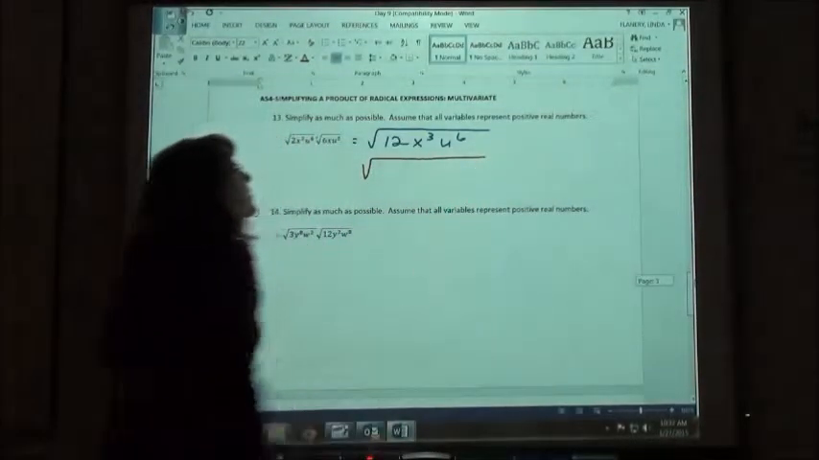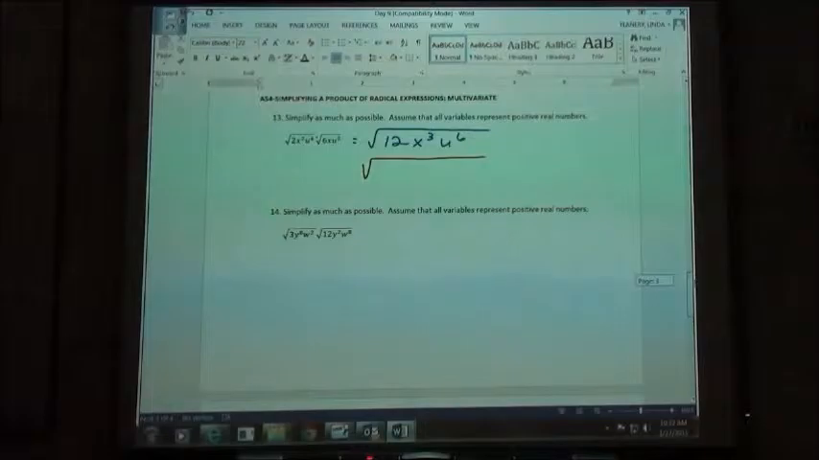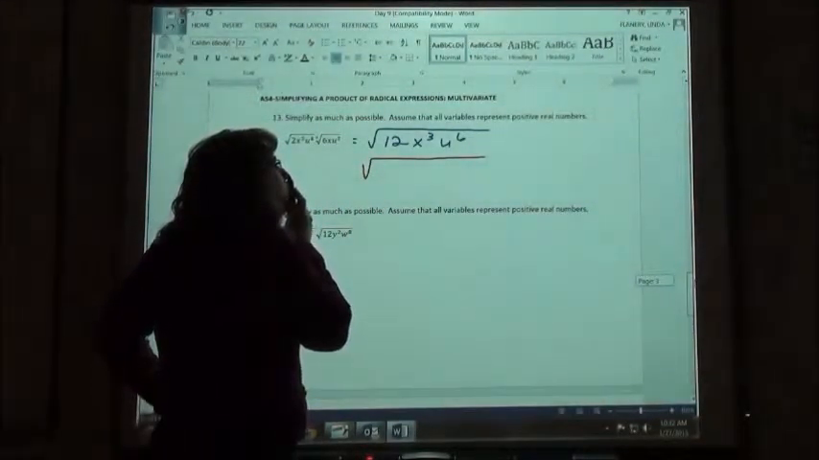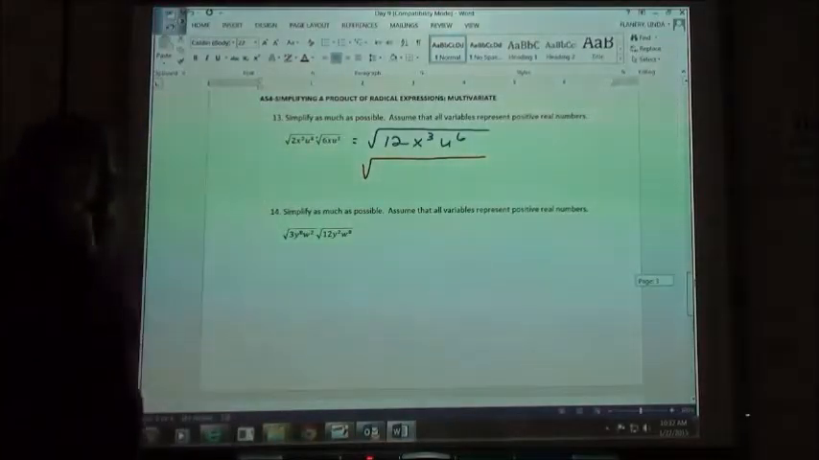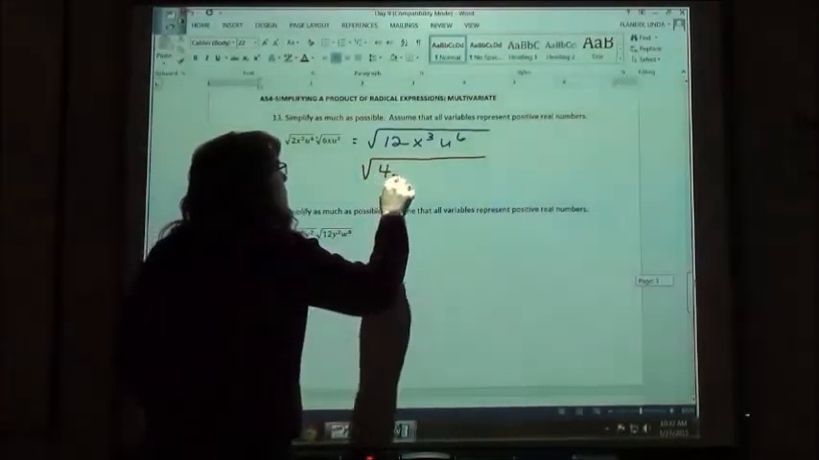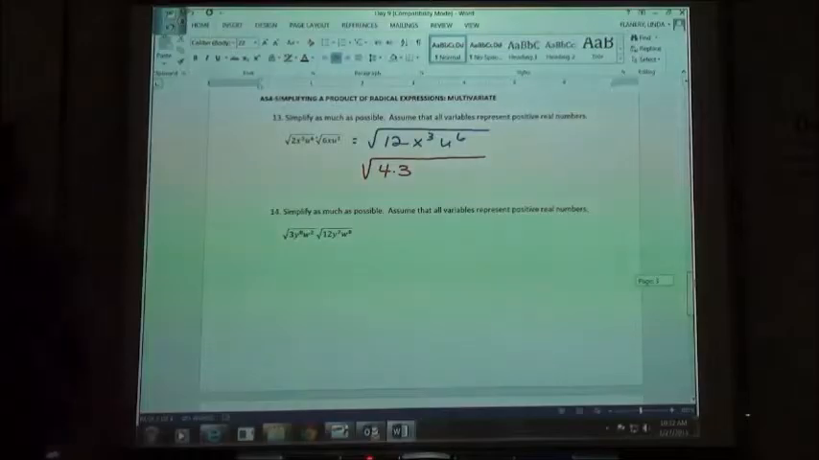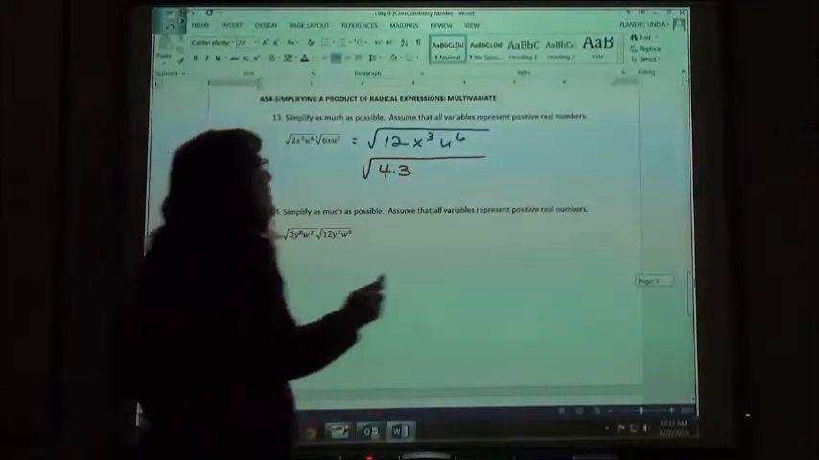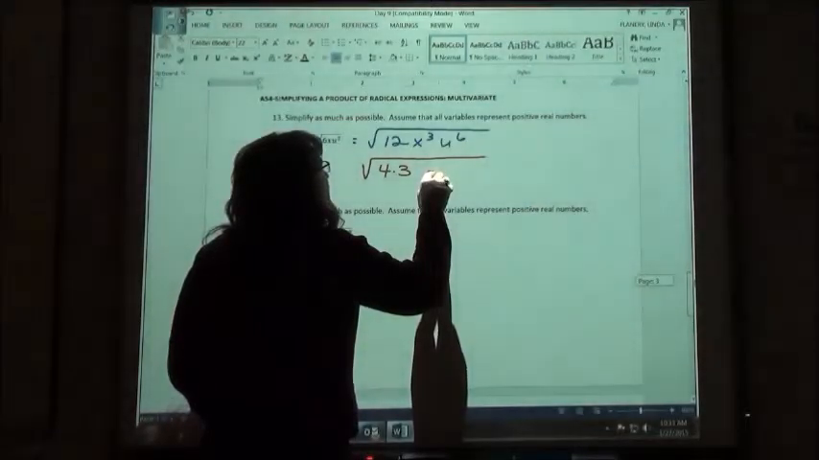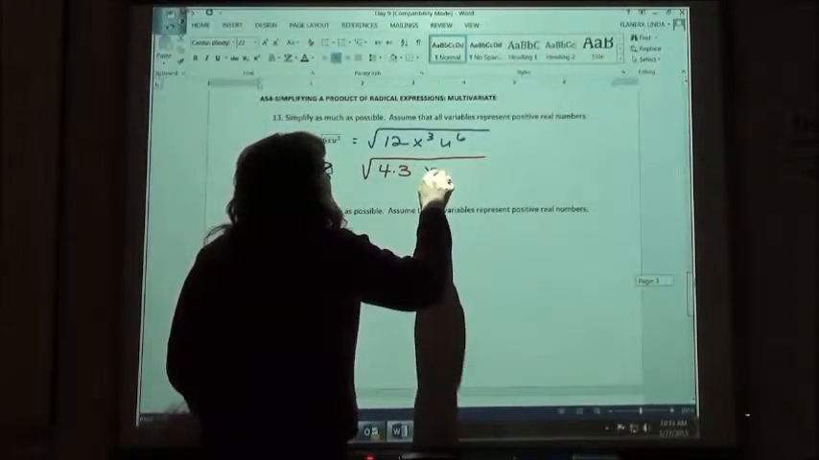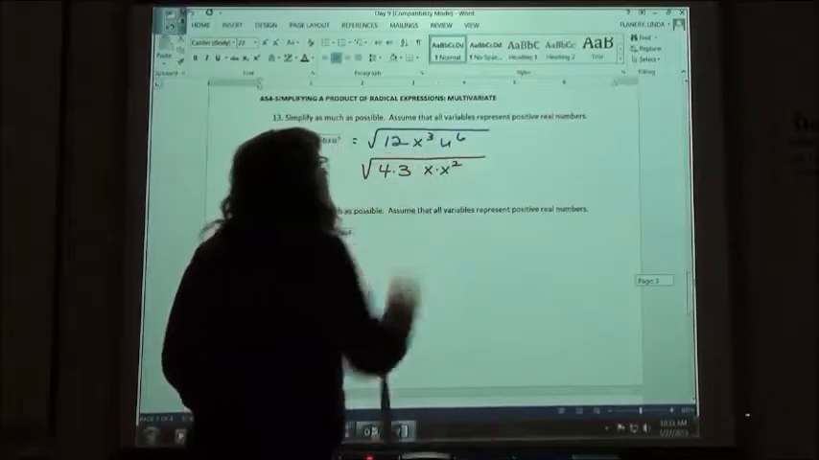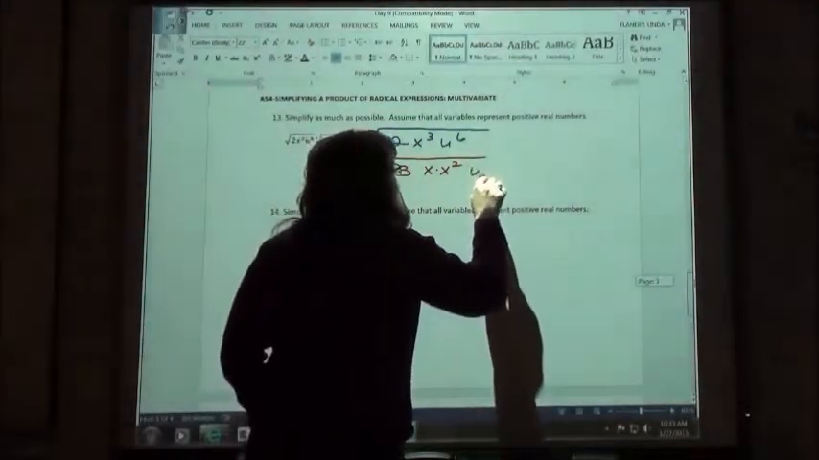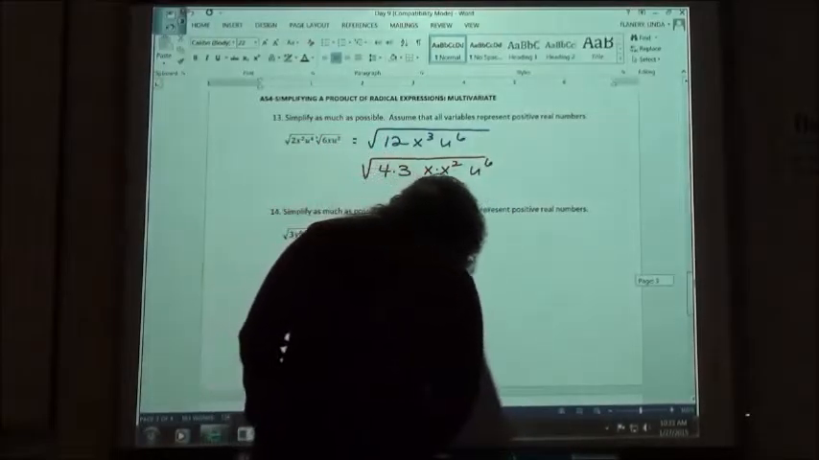and try to factor those things out. 12 is not a perfect square, so I'm going to factor that into 4 and 3. X cubed is not a perfect square because it has an odd exponent, so I'm going to factor that into x times x to the second. And then the u to the sixth is a perfect square, so we're going to leave that one alone so that we can take out our square roots.